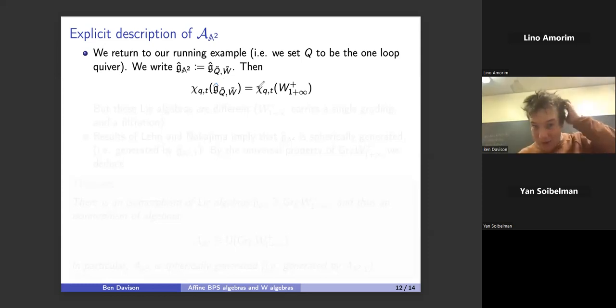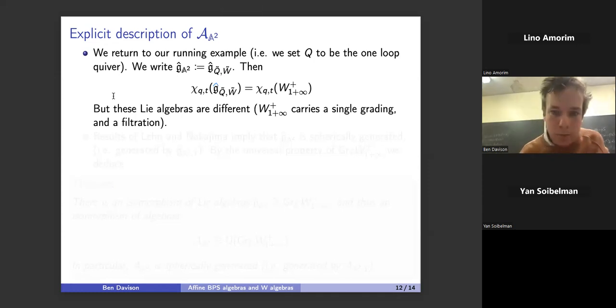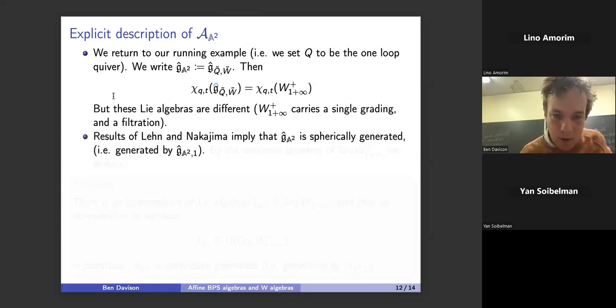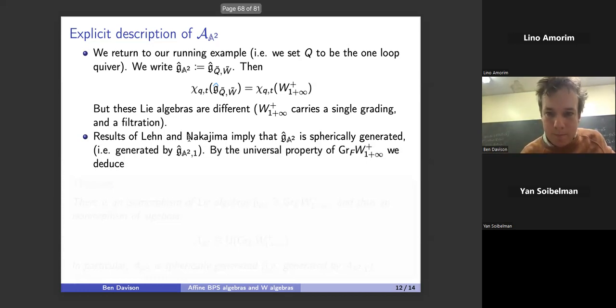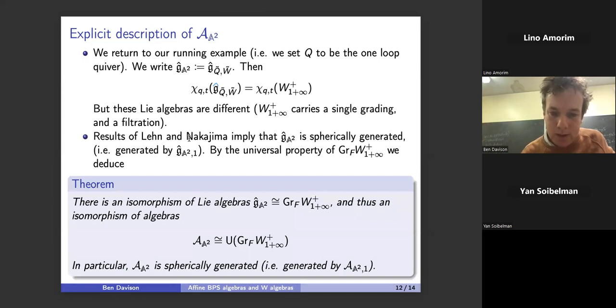There we go. The characteristic function of this affinization matches the characteristic function of the W algebra. But these Lie algebras are different. The left-hand Lie algebra is honestly bigraded, whereas the right-hand Lie algebra carries one grading and a filtration. So they really belong to different categories somehow. But going back to old results of Lane and Nakajima, we can at least show that this GA2 is spherically generated, i.e. it's generated by its summand corresponding to dimension vector 1. But because these characteristic functions are the same, and by the universal property of the associated graded of the W algebra, this is enough to show that there is an isomorphism of Lie algebras between this affinized BPS Lie algebra and the associated graded of the W algebra.